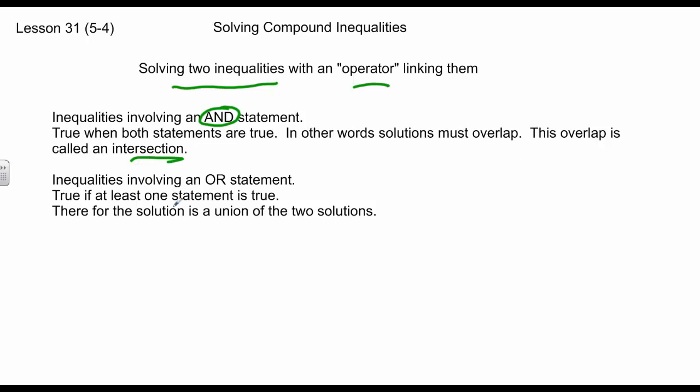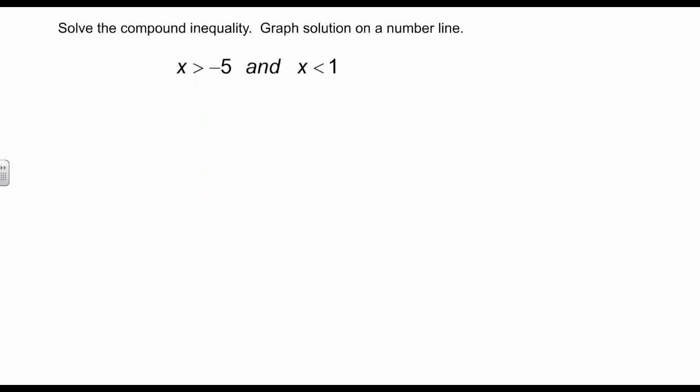Another operator used in compound inequalities is the word OR, and OR means that your problem is true if at least one of the statements is true. So in this case, we get a union of the two solutions, and union basically means everything is a solution. We'll go through some specific examples. I know that's kind of an out there explanation, but we'll tie it all together with the problems. So let's take a look at our first one.